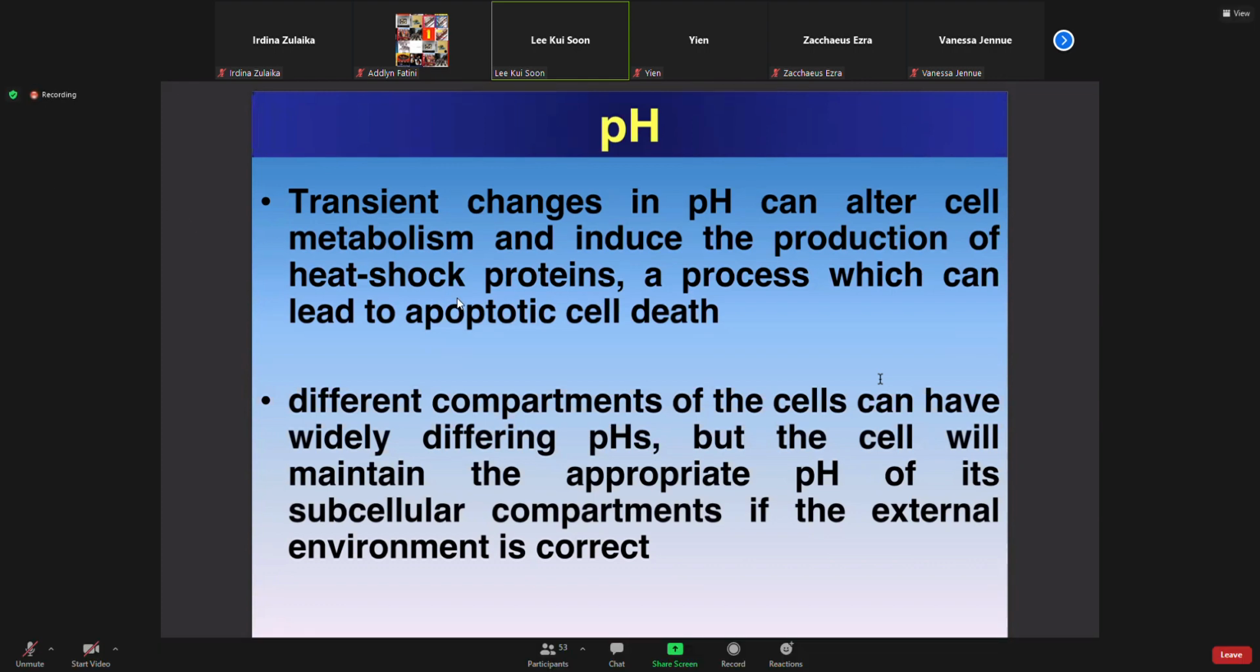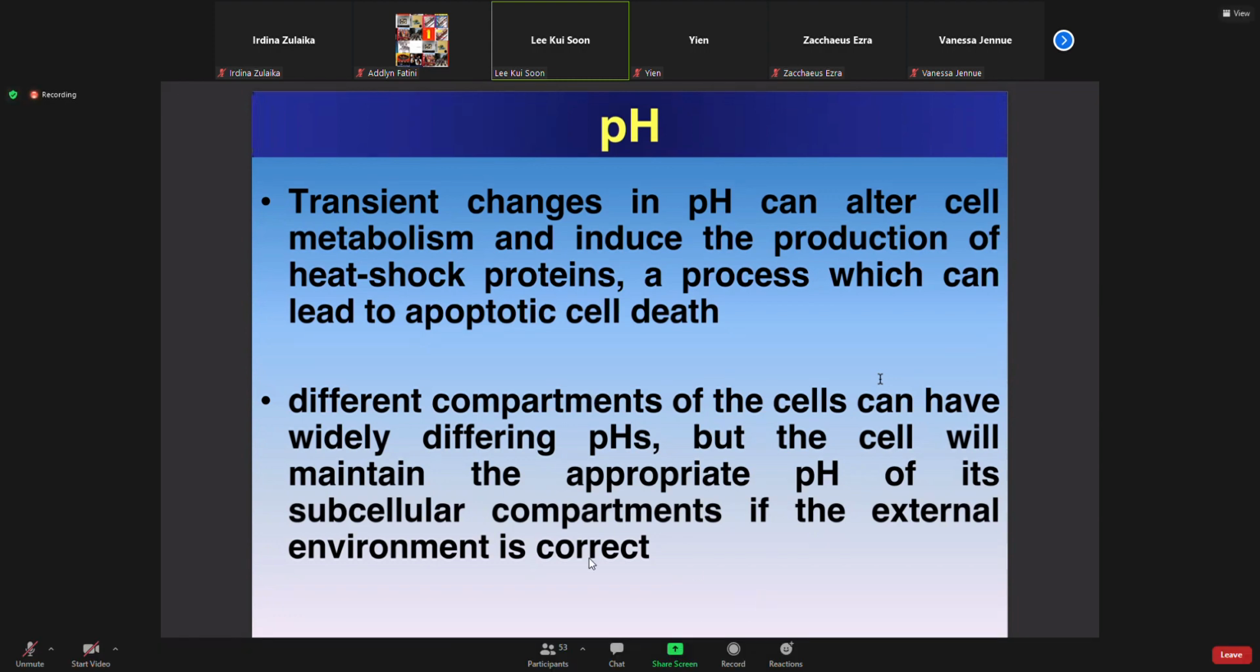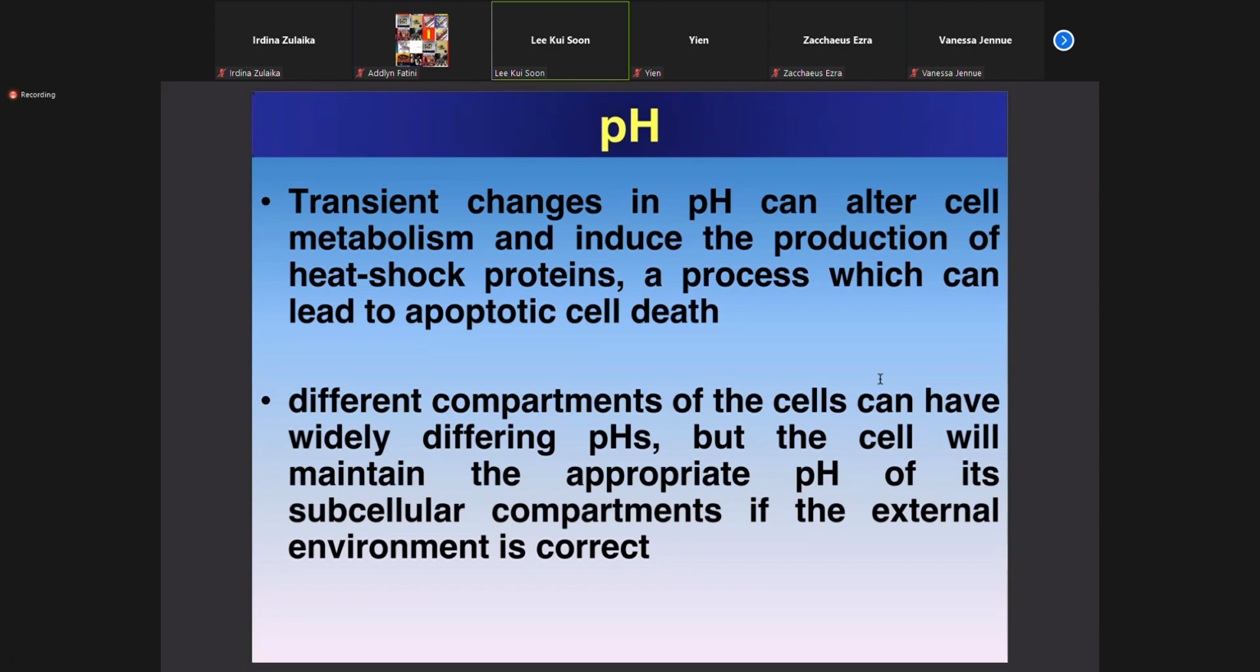Right? So different compartments of the cell can have widely differing pH, but the cell will maintain the appropriate pH of its subcellular compartments if the external environment is correct. So kita kena tahu setiap sel tu ada compartment tertentu, betul tak? Okay, dan setiap compartment ini dia punya micro pH adalah berbeza. Dia punya microenvironment adalah berbeza. So dalam itu kita tak dapat kacau.